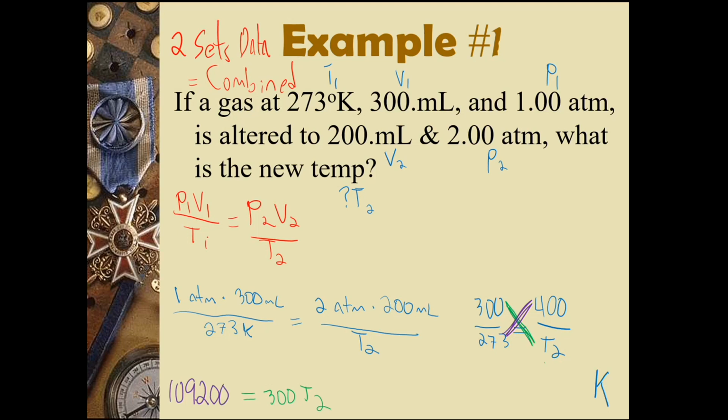All right, so we need to get T2 alone. We're just going to finish doing our algebra. I'm going to divide both sides by 300. I'll take this side, divide by 300, this side, divide by 300, and I should be able to get my answer. And my answer is 364. I found the units earlier as Kelvin, so I put a box around it, and I'm done.